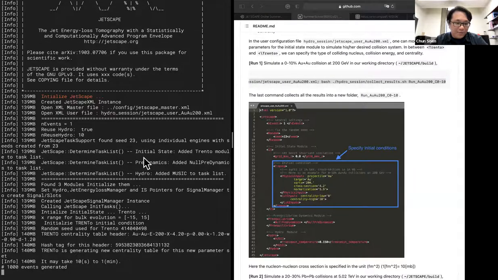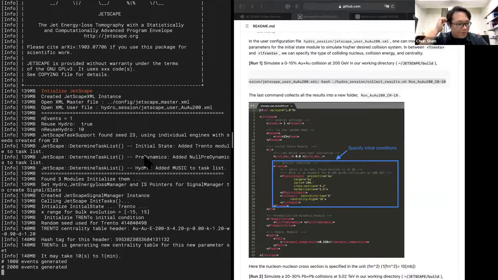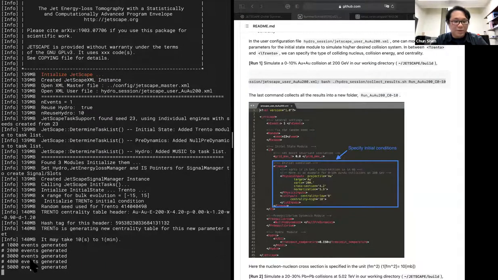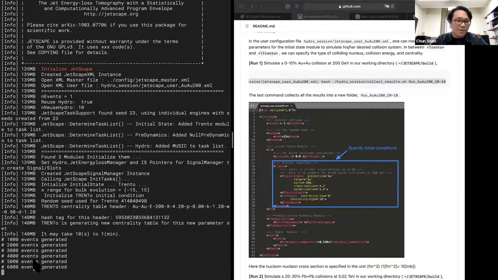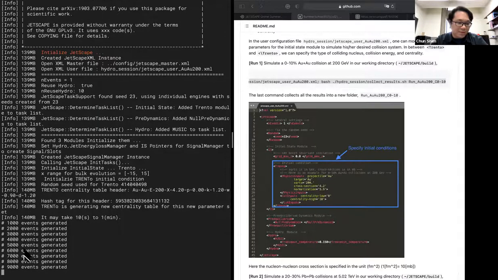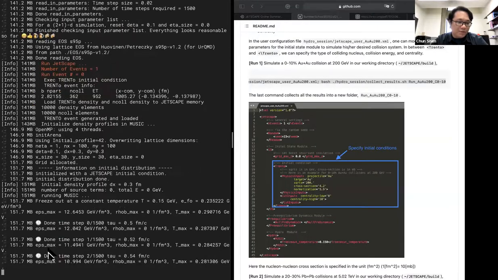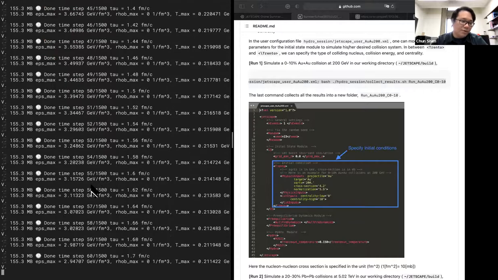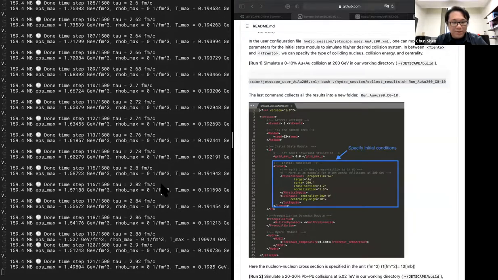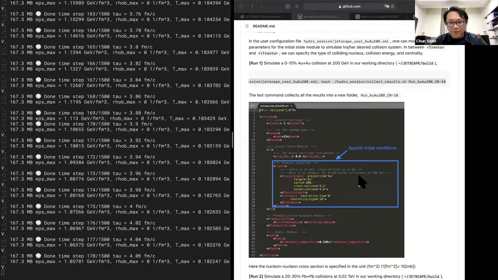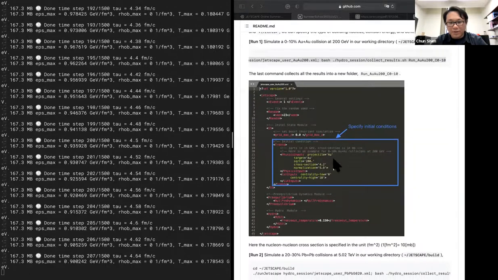If you are running the gold-gold 200 simulation for the first time, the Trento initial condition will generate some minimum bias samples to help us estimate the centrality events that we want to simulate. That's basically what it's showing here. It just takes a few seconds to finish. Once it's finished, we're simulating central 0 to 10% gold-gold collisions. While it's running, let's dive a little bit into the XML file that is shown in the cheat sheet on the right.